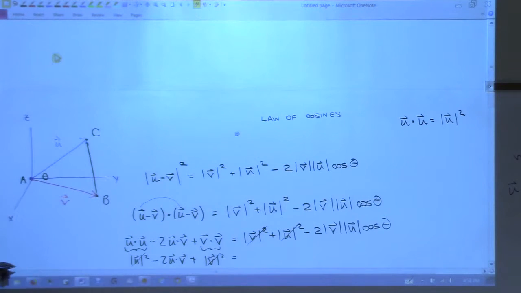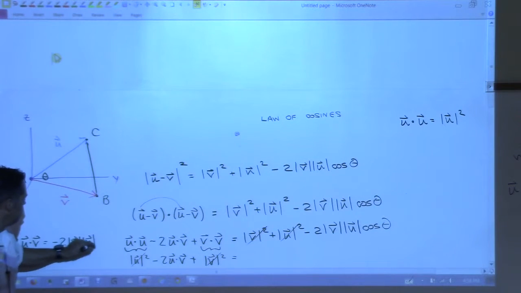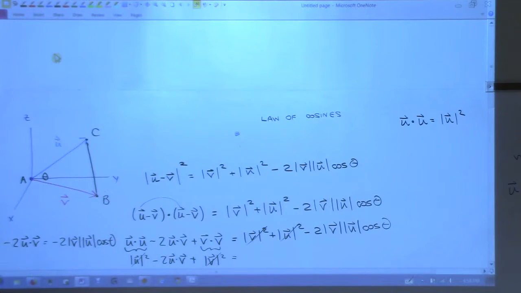And so at the end of the day, we're left with negative 2u dot v equals negative 2 magnitude of v magnitude of u cosine of theta. And then the negative 2's can just go away. And there you go. That's it. So that is why the dot product is equal to this. Now once we have that, we have a lot of results that come of that. But that's just a quick sketch geometric proof using law of cosines.